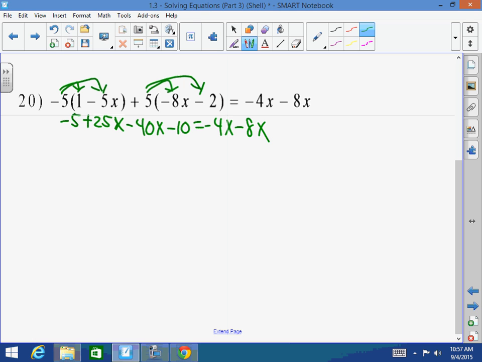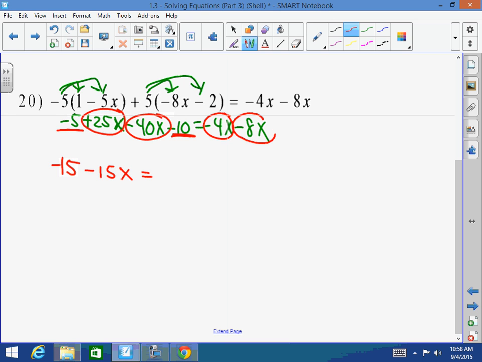Combine like terms. Okay. Here, guys, pay attention. The negative 5 and the negative 10 are like terms, so that's negative 15. Then the 25x and the negative 40x are like terms. That's going to be minus 15x equals the negative 4x and the negative 8x are like terms equals negative 12x. Now where do I go? Yes, sir.